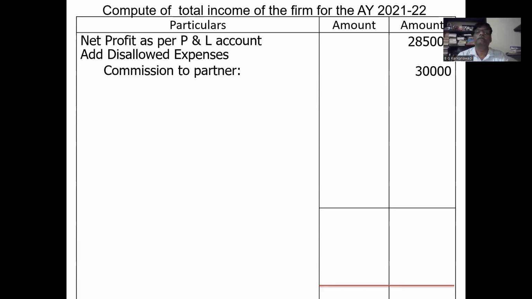30,000 is the commission. Second, the salary to partners. You take the total salary.